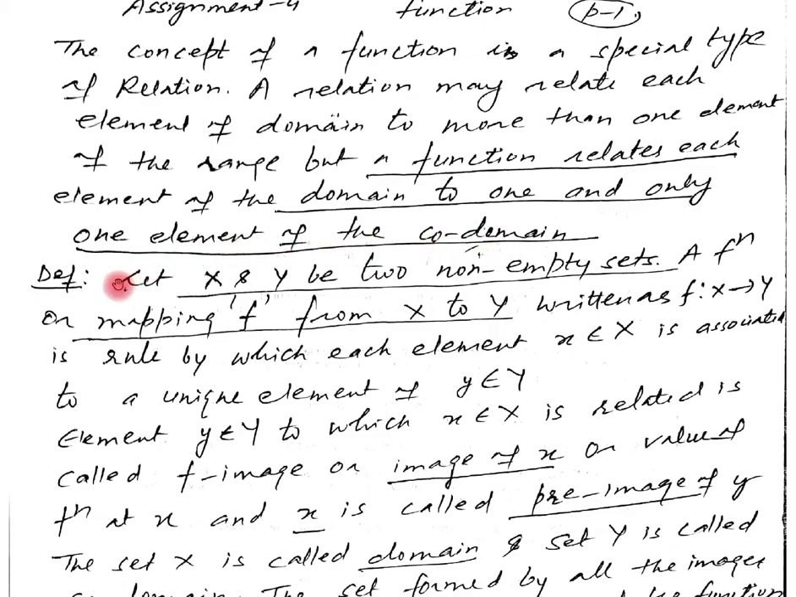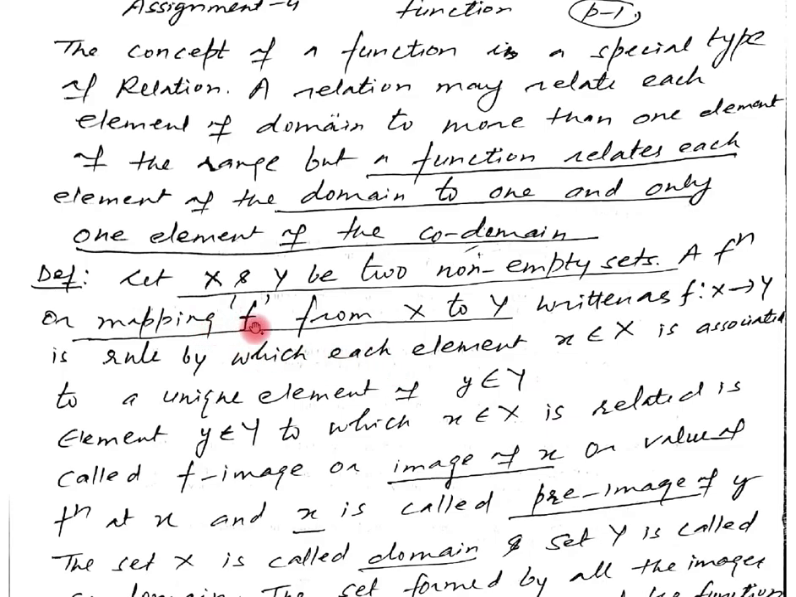Or it can also be defined like this. Let X and Y be two non-empty sets. A function or a mapping f from X to Y, written as f: X → Y. We always write the function like this. f is a function from X to Y, a rule by which each element x belonging to capital X, the set, is associated to a unique element y belonging to Y.